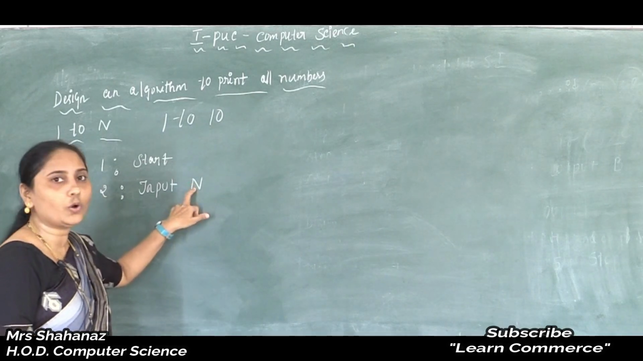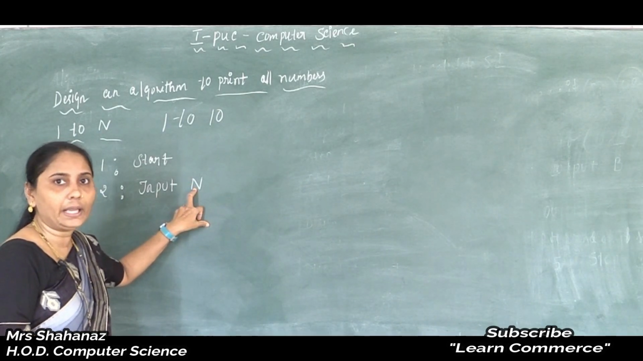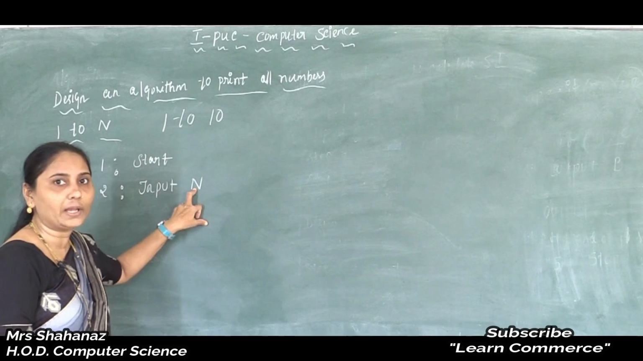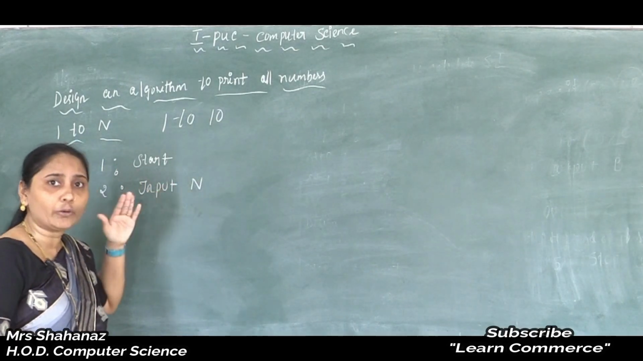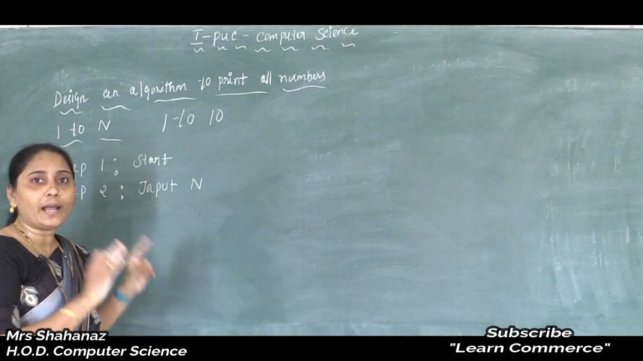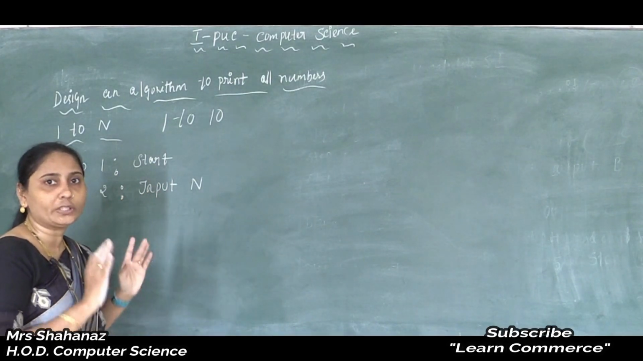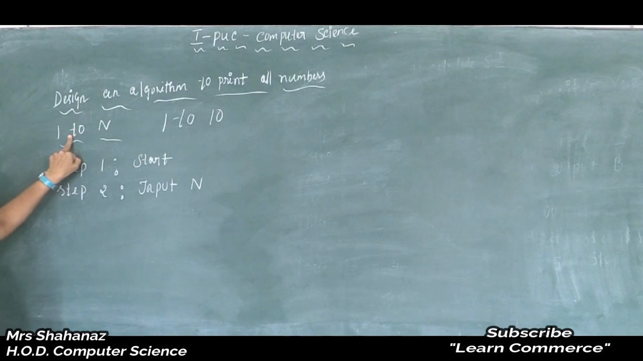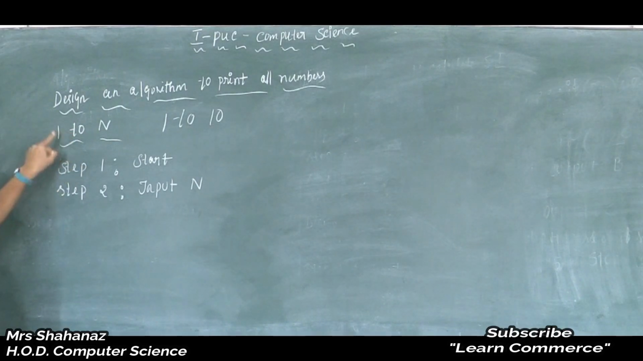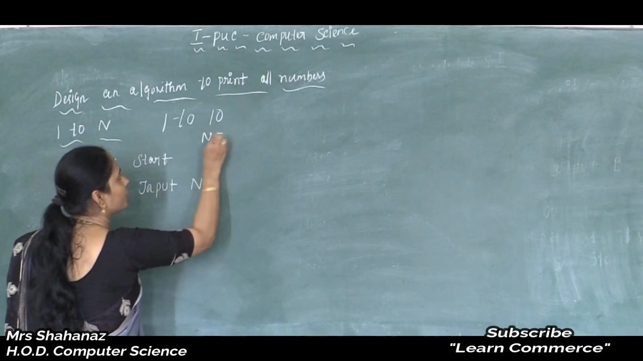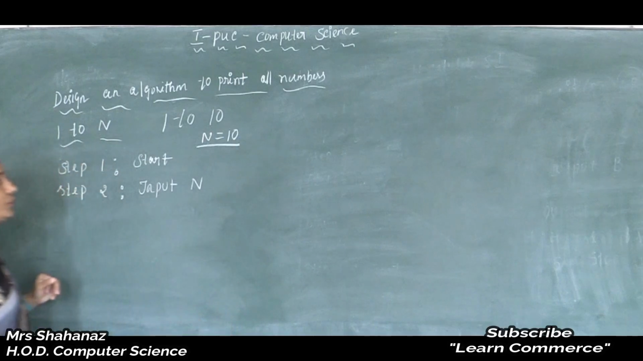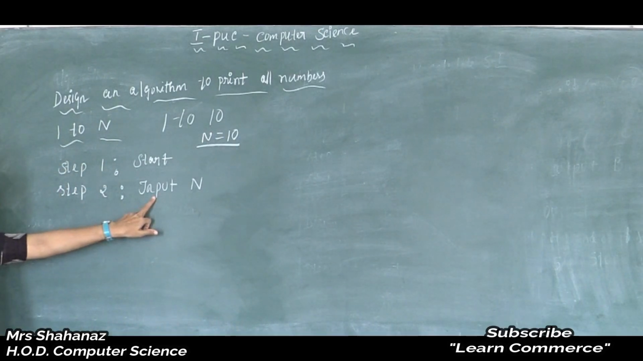So by using the n value, we need to complete the algorithm. In n, I am inputting some value, the value equal to 10. You have to remember the value of n is equal to 10. We know till where we need to print here: it is going to start from 1 to n. So the n value is equal to 10. So I am using step 2, input n.